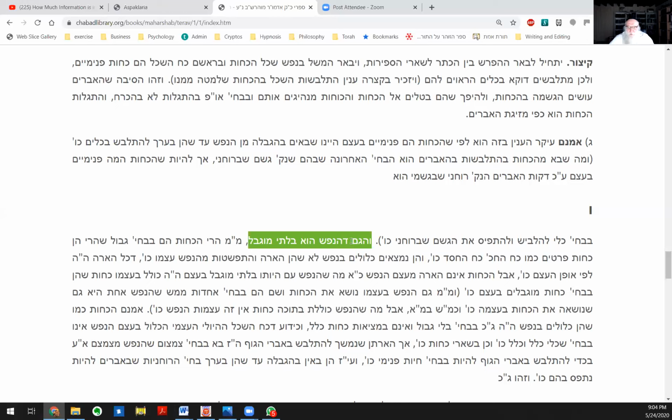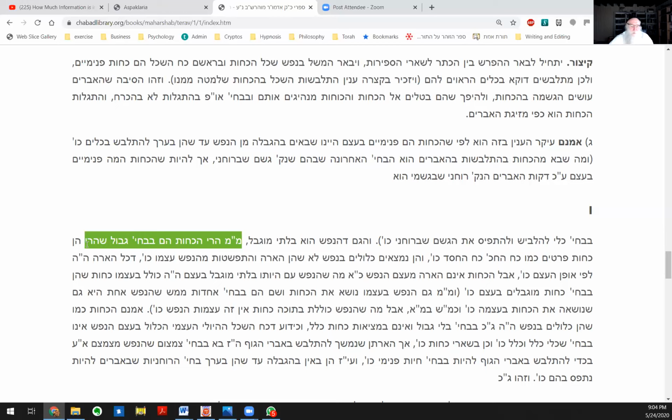Vagam da nefesh hu bilti mugbal. Even the nefesh itself is bilti gvul. The nefesh itself is oir. It doesn't have, the nefesh itself is, so to speak, that white light before it gets broken up into the various colors of the spectrum. Right? The nefesh itself is not. It doesn't come in colors of the spectrum. He'll explain.